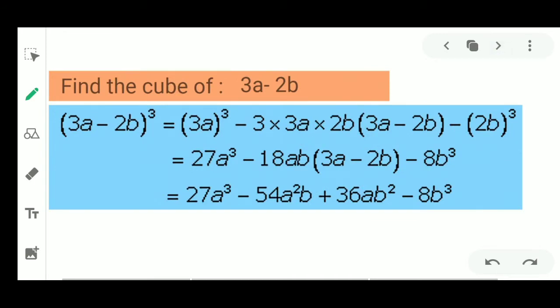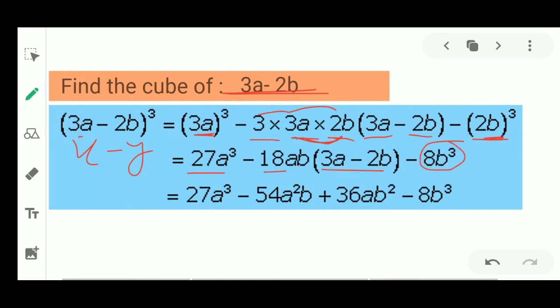Next example, find the cube of 3a − 2b. So this is in the form of (x − y)³. As per the formula, (x − y)³ will be x³, that is (3a)³ − 3xy(x − y), that is 3 × 3a × 2b (3a − 2b) − y³, that is (2b)³. So (3a)³ will be 27a³ − 3 into 3 is 9, 9 into 2 is 18, so that will be 18ab(3a − 2b) − (2b)³ will be 8b³.